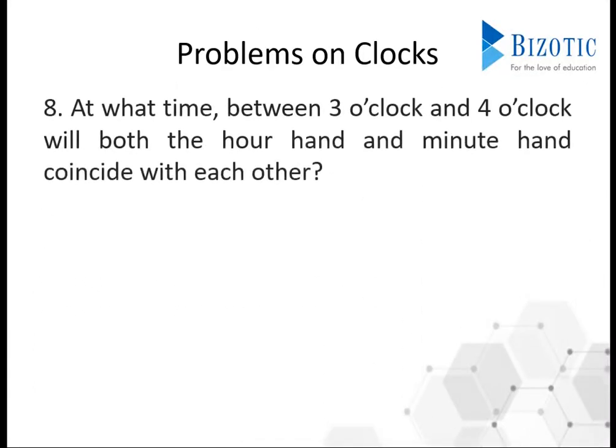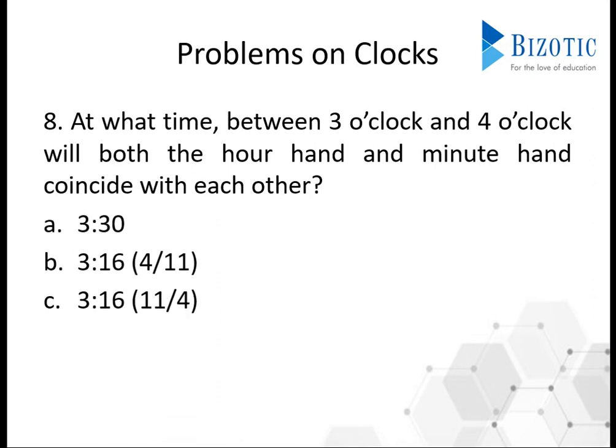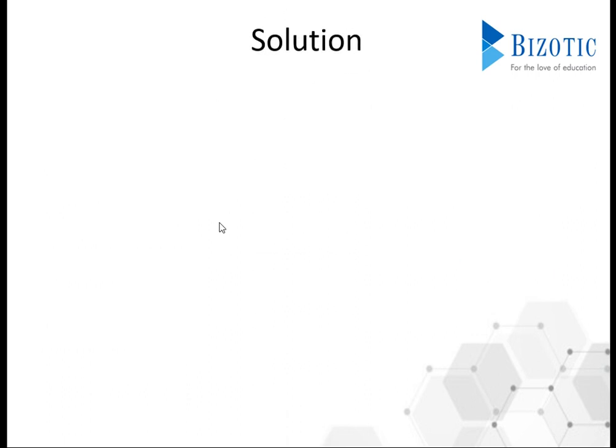Let's move on to the next question. Question number 8: at what time between 3 o'clock and 4 o'clock will both the hour hand and minute hand coincide with each other? You have different options for this. It can definitely not be 3:30, because you know that between 3 and 4 it will coincide somewhere close to 3:15. So option A is right away eliminated. Anyway, let's go with the solution.